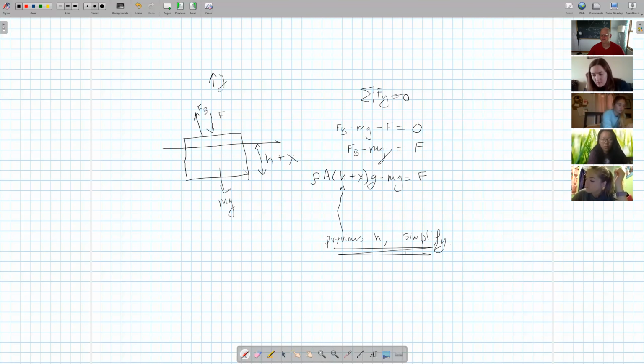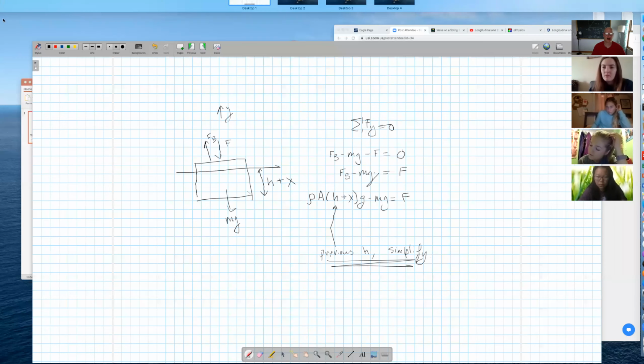Is that okay? You don't look very convinced, Emma. You doing okay? Yes. Okay. Molly, Jolie, you doing okay? Yeah, so we solve for F? Solve for F, that's right.